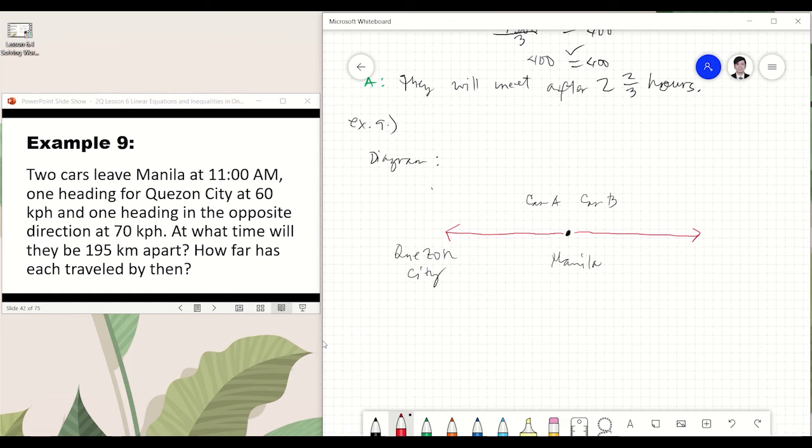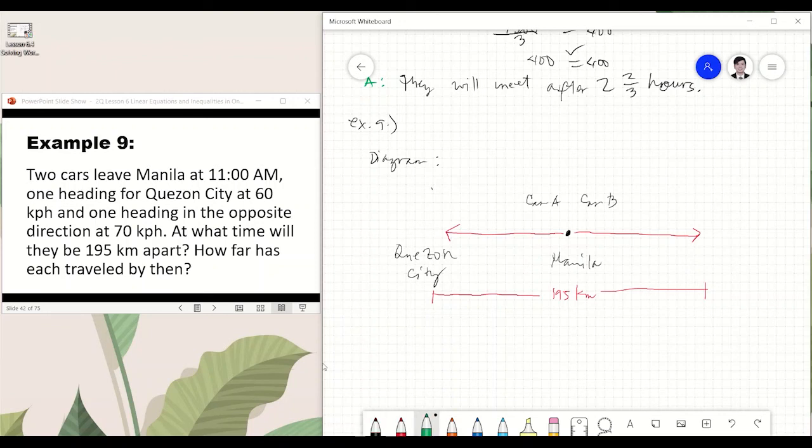So alam natin na kung saan man lang yung Quezon City at kung saan na yung location ng ating car B, that would just be 195 kilometers because it says that they are 195 kilometers apart. So, ano yung tinatanong sa atin? So, pag nakarating na dito yung car A at saka yung car B dito, in which 195 kilometers na sila apart, so, ilang oras yung kakailanganin?